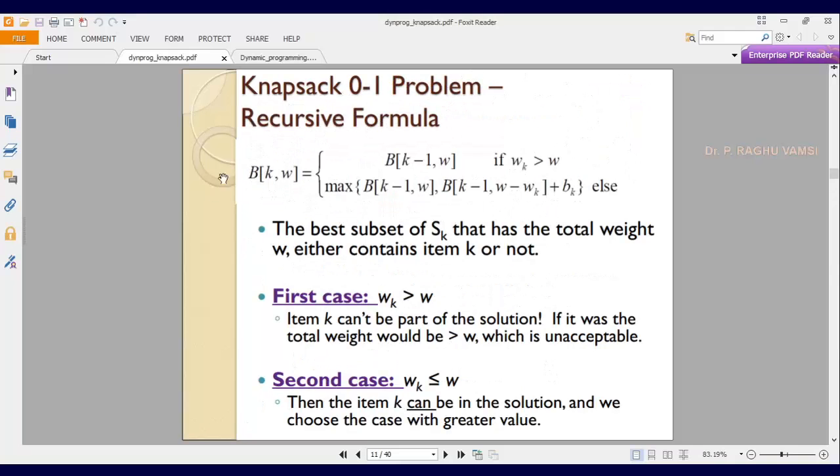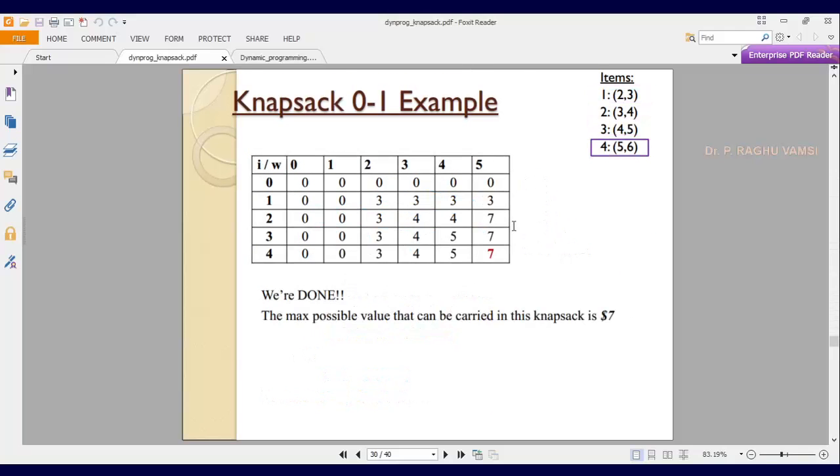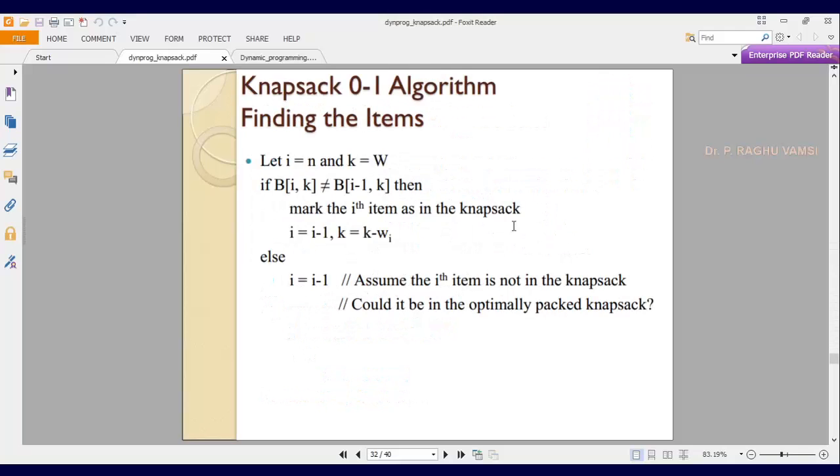Whenever we have built up the table using this formula, then we need to apply backtracing to check which item to be included by comparing this condition: B of i comma k is not equal to B of i minus 1 comma k. Then we need to consider that ith item and decrement i by 1. Then decrement k to k minus Wi. Again cross check the condition, and like that you have to go down the table and identify which items to be included into the knapsack.